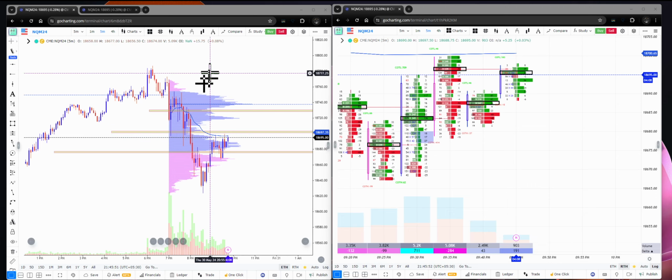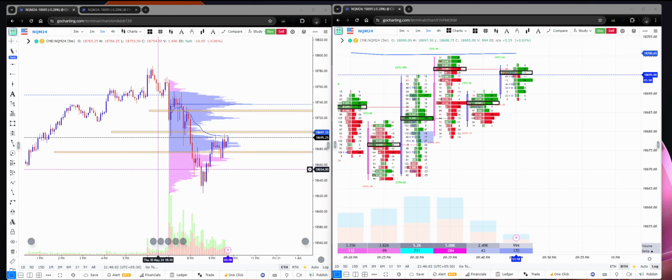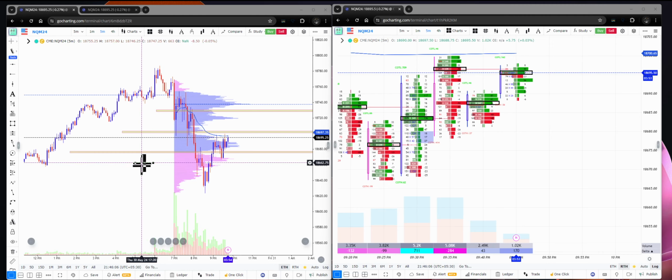So you can see on the left hand side, I have the volume profile for this particular day. That is Thursday, the 30th of May. So this chart is of NASDAQ 100. Okay, so we've chosen this instrument as it is a little volatile and it gives us quick entries and exits considering the volatility of this particular instrument.